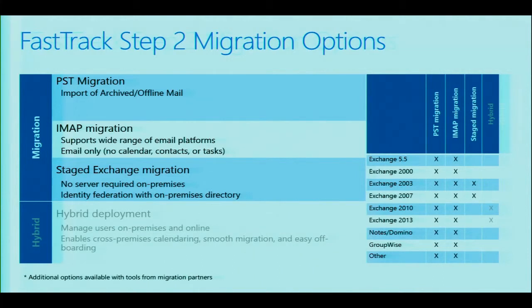But it is limited. IMAP migrations support only email messages, so they can't be used to move calendar items, contact items, tasks, and things like that. So it's sort of a low fidelity type of migration when you think about it that way. Stage migration would be the next option, but those are designed for Exchange 2003 and Exchange 2007 only.